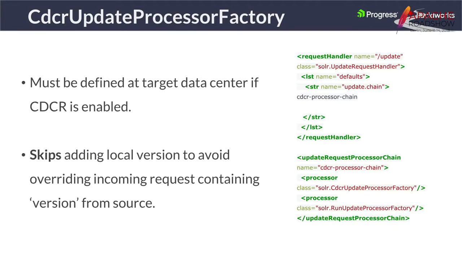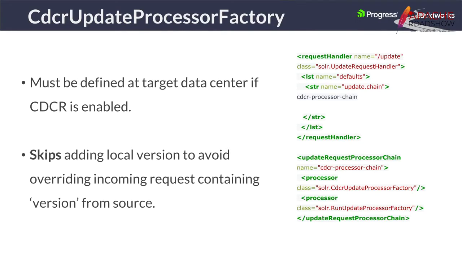The last component we have is the CDCR update processor factory. As I mentioned in the underlying concepts, Solr has a tendency to add a version to every update operation, no matter where it is coming from. So when an update is forwarded from source to target, it already has a version. And you would really like to use the same versions for synchronization. But Solr tends to override it. The CDCR update processor factory makes sure that it does not override that.